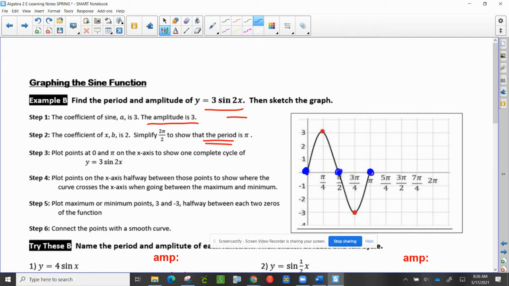Okay. Your other 2 points come from the halfway points between those. So the halfway point here would be at pi over 4. And the halfway point between our second and last point. You find the halfway points between those values. And that's where we put our amplitude. Now remember, the amplitude was 3 here. So I'm going to go up 3 and then down 3. And then connect your 5 points. So it's a 5-point method.